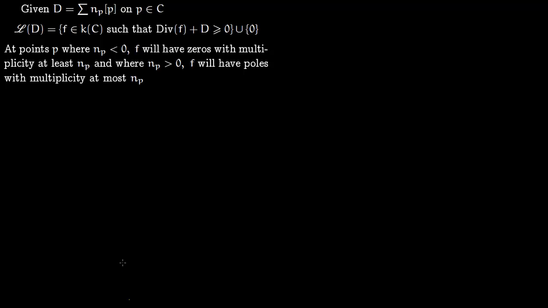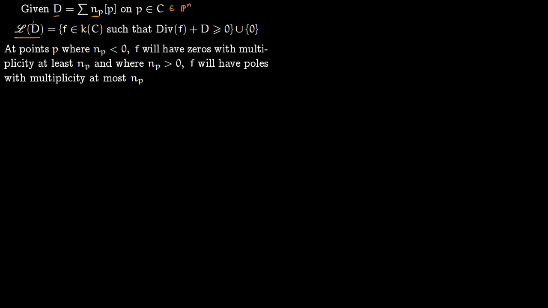Now let us talk about Riemann-Roch spaces. So say you're given a divisor like this, D = Σ n_P times P. n_P is an integer, P is a point on the curve. So this curve lies in some projective space. So to this divisor D, we can associate a vector space L(D).